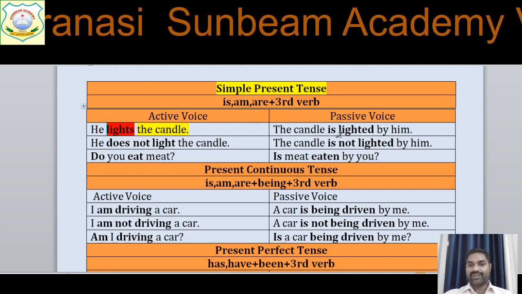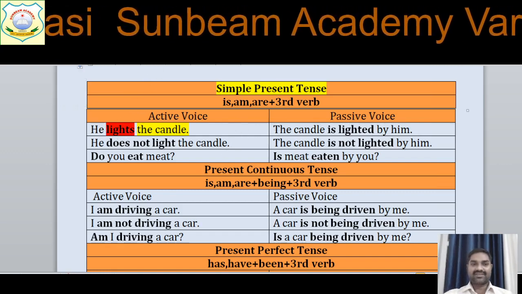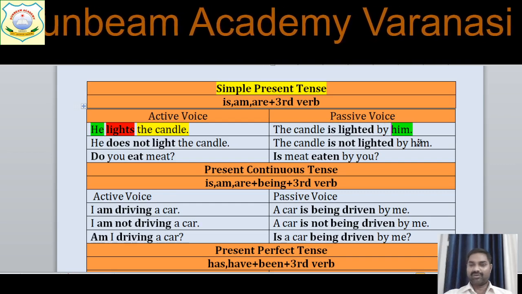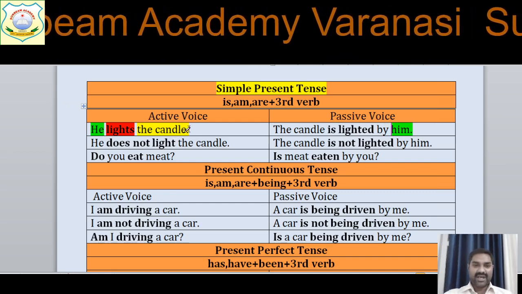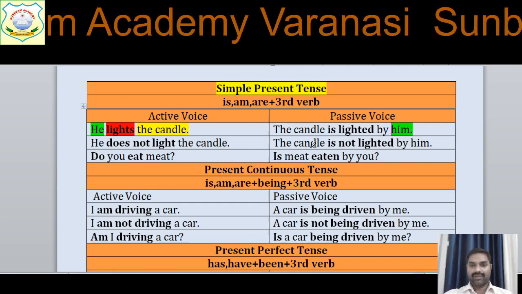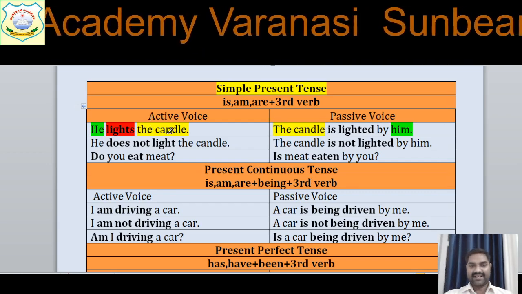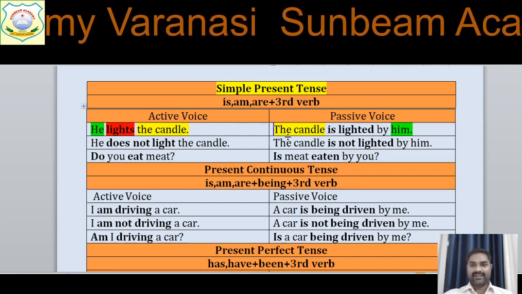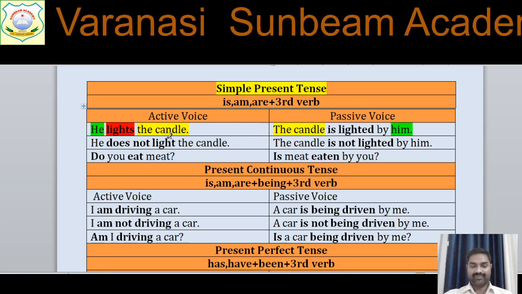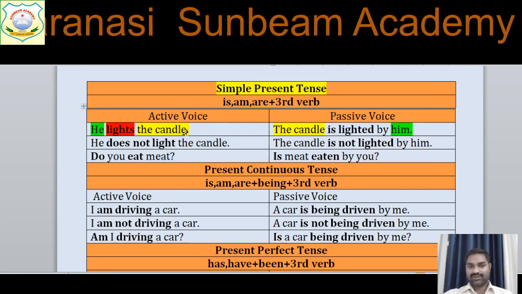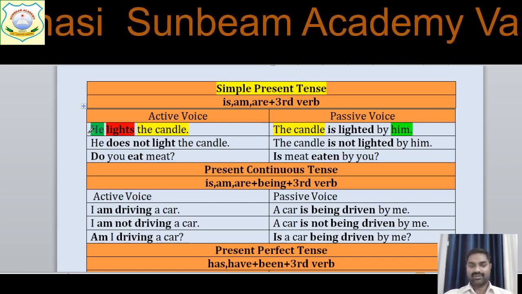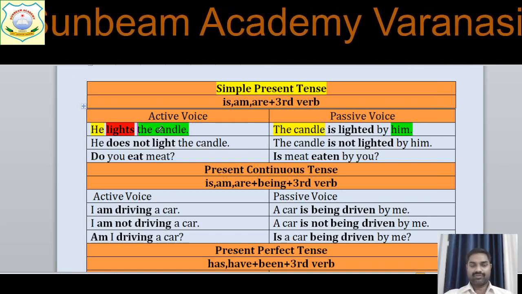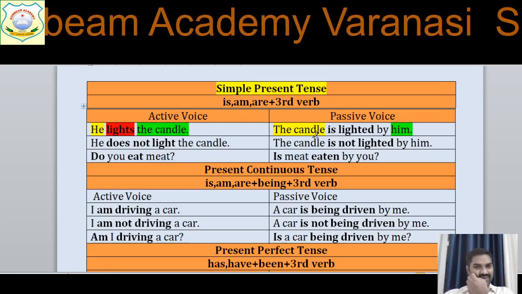Okay. But when you change into passive voice, as I told you, this subject, he, will go at the place of object in passive voice, and the object of active voice will be in place of the subject of passive voice. The candle was the object here in active voice. It will come here in place of the subject in passive voice. And then you have learned these two things. Okay, this subject will become this, and this object. Clear? You have learned these things.